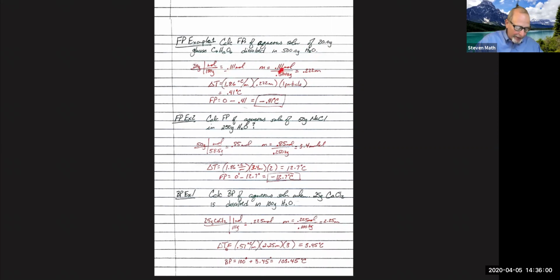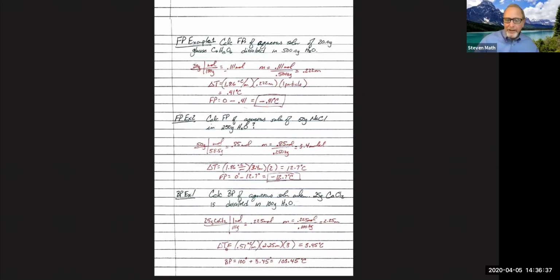Get the molality. That's the moles divided by 0.5 kilograms. Where did those kilograms come from? 500 grams of water. My molality is 0.2. It's glucose, so i is 1. It's freezing point, so I'm using the Kf. And I'm going to get a temperature change of 0.41. It's freezing, so I'm going to take the normal freezing point of 0, subtract 0.41, and get a freezing point of the solution of -0.41 degrees Celsius.